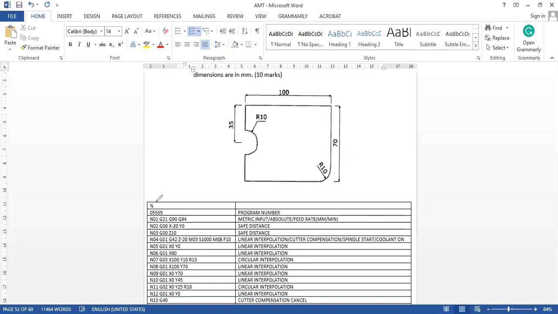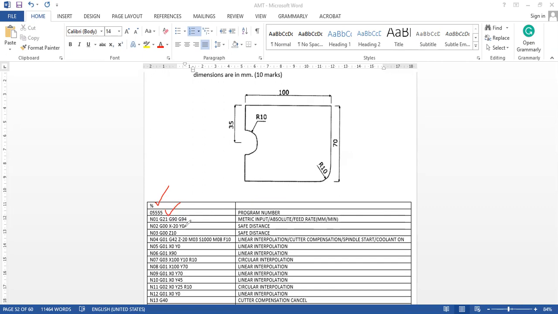Okay, so the first line is the percentage symbol. The next is the program number. Then N01, G21, G90, G94. G21 means metric. Then G90 absolute. Then G94 for feed rate unit in millimeter per minute.